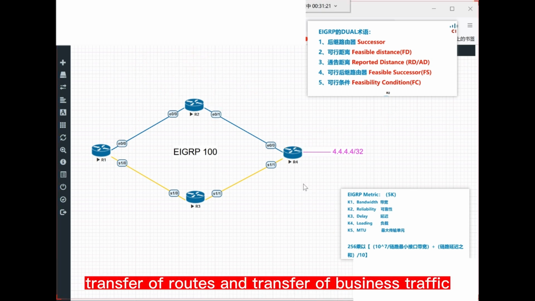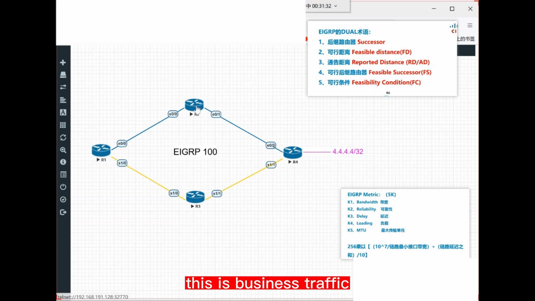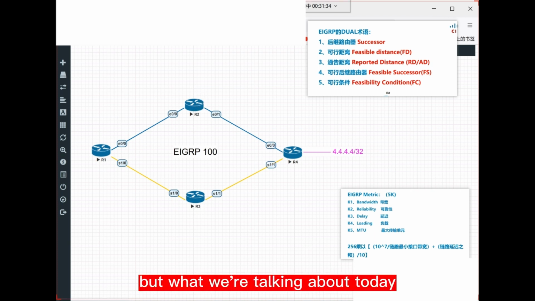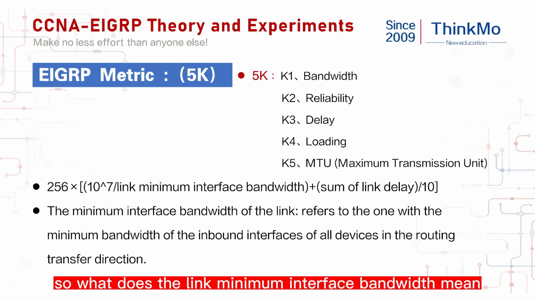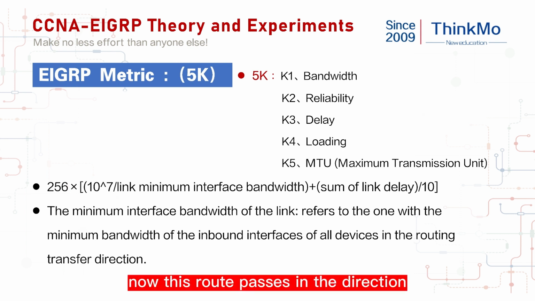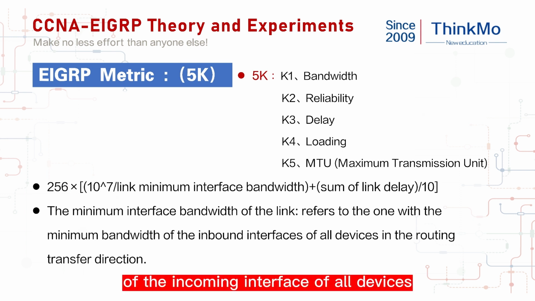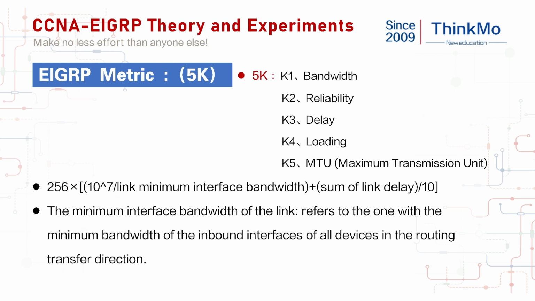Transfer of routes and transfer of business traffic are actually 2 different things. For example, if I ping 4.4.4.4 from R1, this is business traffic. But what we're talking about today is the delivery of the route. So what does the link minimum interface bandwidth mean? It means, in the direction the route passes, the smallest bandwidth among the incoming interfaces of all devices. What everyone understands may be a sum. Not so. It's the smallest one.